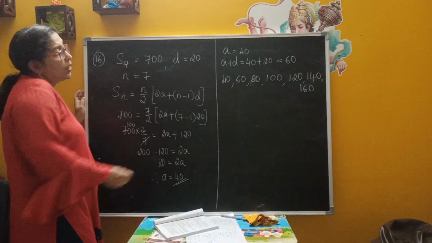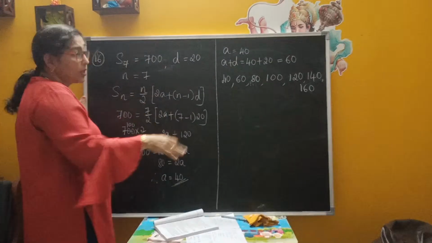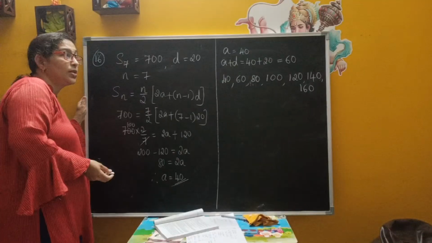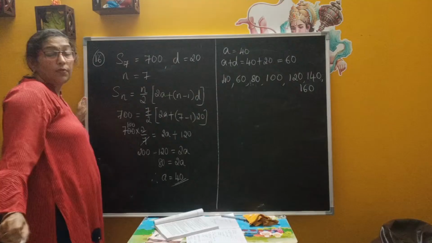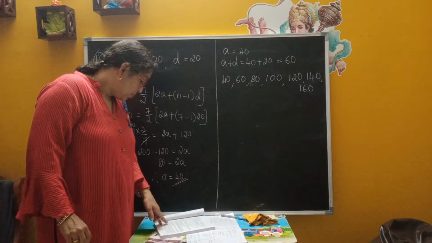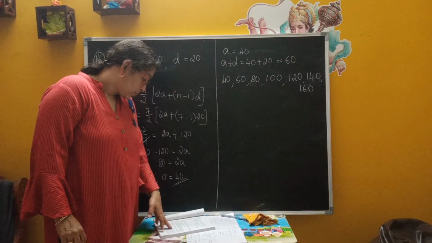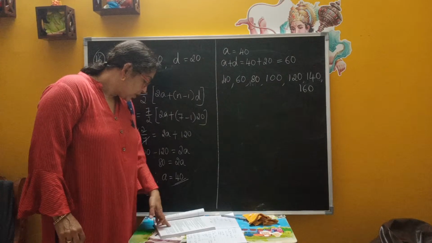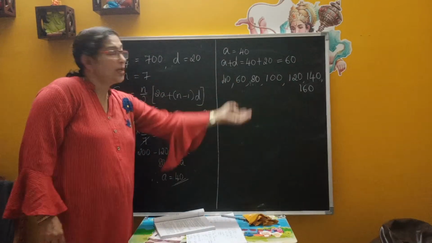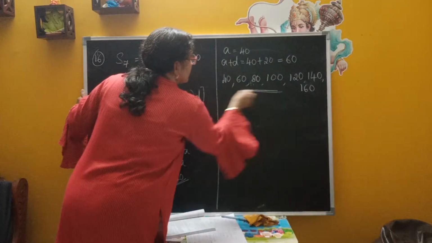So if you add them up, what is the sum? You have to get 700. Add them: 40 plus 60 plus 80 plus 100 plus 120 plus 140 plus 160. The sum is 700. So what is the question here? Find the value of each of the prizes. You can write first prize 160 rupees, second prize 140 rupees, like this. So this is the AP.